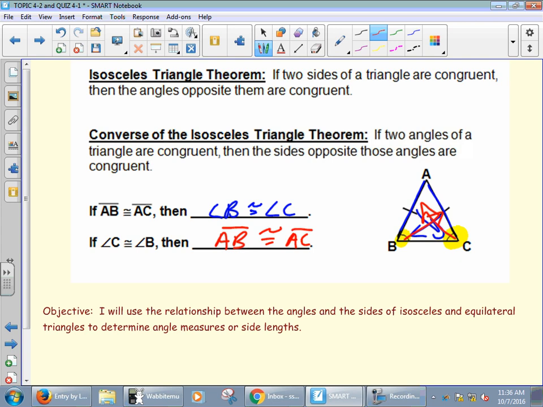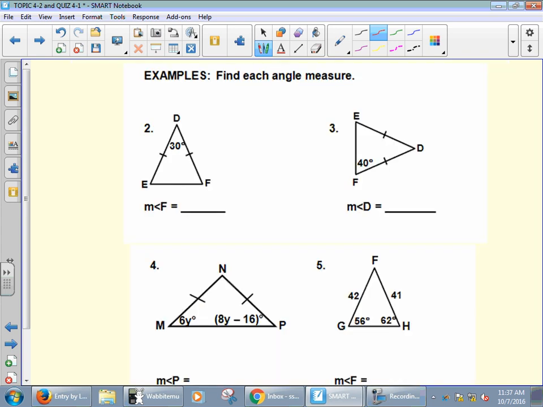Okay? Basically, it's just saying one way, if the sides are congruent, the angles are congruent. The other way, if the angles are congruent, the sides are congruent. Saying the same thing two different ways. If it's equilateral, they're all the same. Okay? Right now, we're focusing only on isosceles. Okay? So if I come and look at an example now.